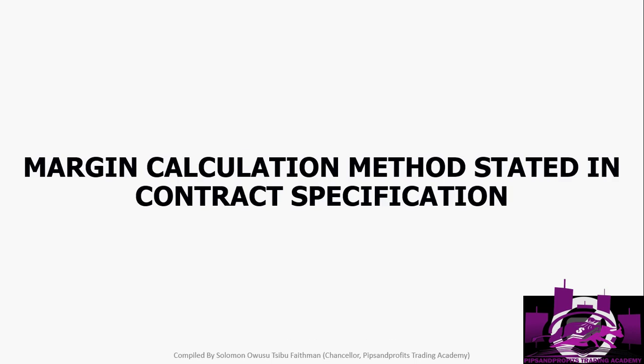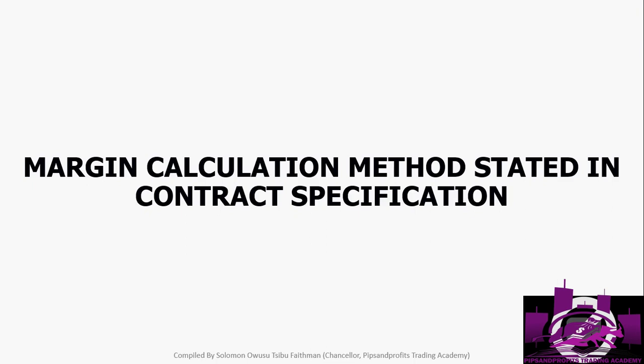I answered all your questions, and then we went into margin calculations, the calculation methods stated in the contract specifications. I told you that the one we went through is for Forex, which is what we use for currencies when there are no conditions in your contract specification.